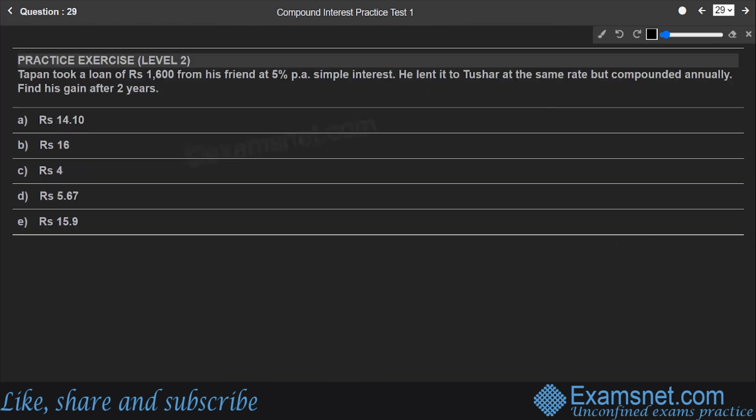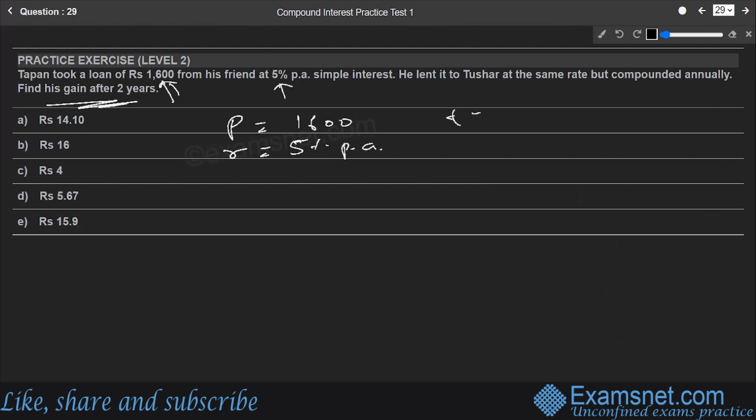Now, Tapan took a loan of rupees 1600 from his friend at 5% simple interest. So obviously the principal value is 1600 and the rate of interest is 5% per annum. Then they say he lent it to Tushar at the same rate but compounded annually. Find his gain after 2 years.